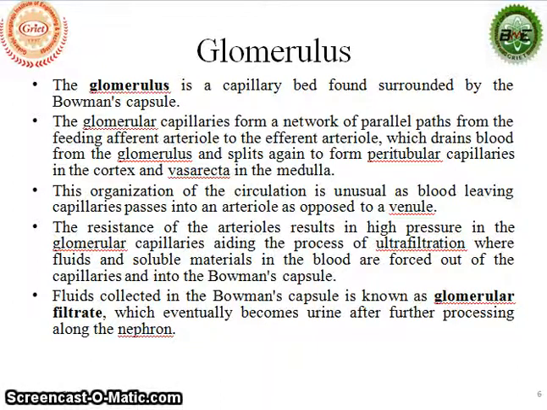The resistance of arterioles results in high pressure in the glomerular capillaries, aiding the process of ultrafiltration, where fluids and soluble materials in the blood are forced out of the capillaries and into the Bowman's capsule. Fluid collected in the Bowman's capsule is known as glomerular filtrate, which eventually becomes urine after further processing along the nephron. The highlighted words you should remember are ultrafiltration, the process that happens inside the glomerular capillaries, and glomerular filtrate, which is the filtrate collected in the Bowman's capsule.